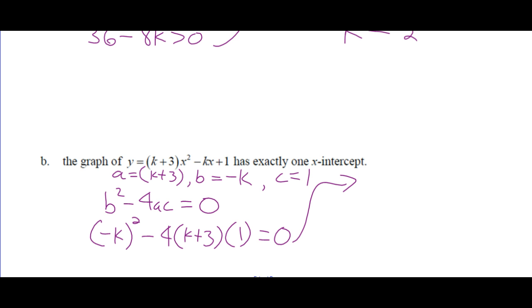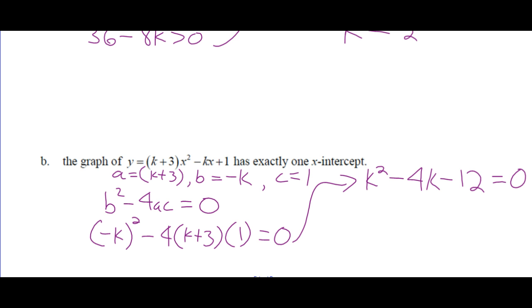All right, what is negative k quantity squared? Positive k squared, right? We're going to have to use distributive law, right? Forget the 1, it doesn't do anything. So we've got minus 4k, minus 12, and what does that have to be? Equal to 0.